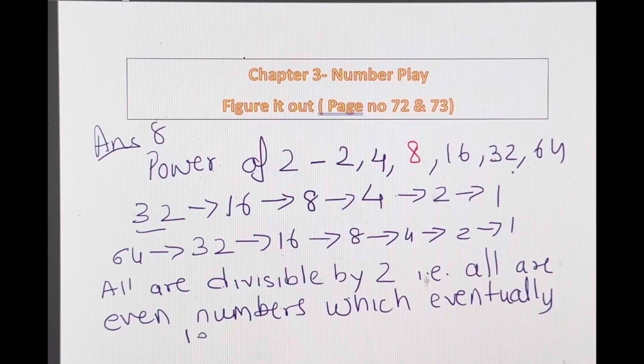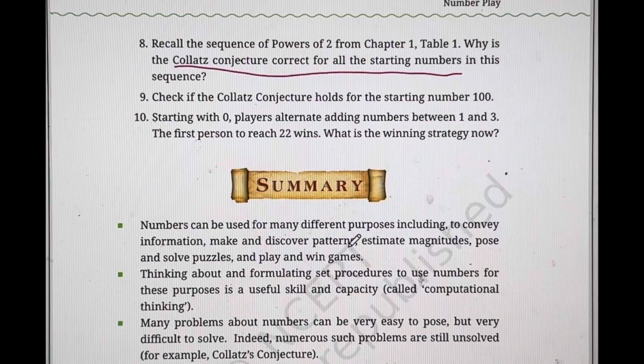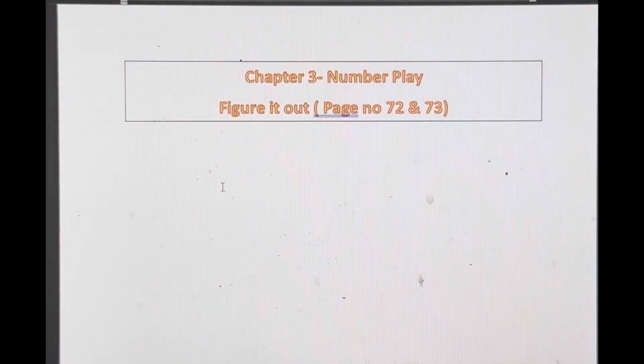You can write this as a sentence in the answer. Clear? This is answer number 8. Now let us see the next question. Question number 9: Check if the Collatz conjecture holds for the starting number 100. Okay, so let us try to solve that. We start with the number 100. Answer number 9.